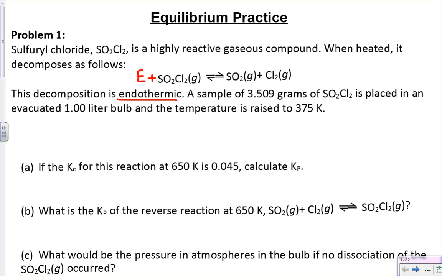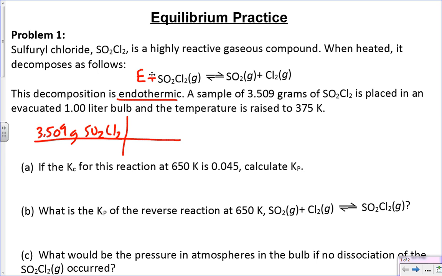Second thing I notice is it gives us the mass. It says we have 3.509 grams of SO2Cl2. Now, right away, if you recall from the different problems we looked at, whenever we've had masses in this chapter, we've always converted them to moles because in a Kc problem, you need molarity. Well, moles divided by liters is molarity. And in a Kp problem, we need pressures. Well, we use moles in PV equals nRT to get a volume of a certain number of moles of gas at a given temperature to figure out what its pressure is.